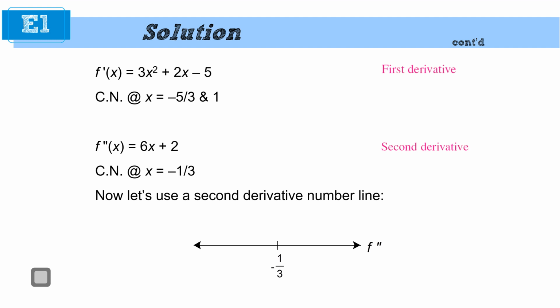What number would you like to choose to the left of negative 1/3? Negative 1. If I put negative 1 into the second derivative, is it positive or negative? Negative. It's negative. What number to the right works? Zero. If I put 0 in, positive or negative? Positive. So unlike the first derivative, this is the biggest change here. We're not going to use arrows anymore. We use CD and CU. Concave down, concave up. Because like we saw in a previous slide, if the second derivative is negative, it's concave down. If the second derivative is positive, it's concave up.